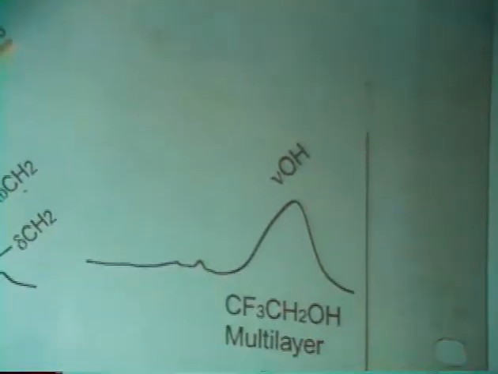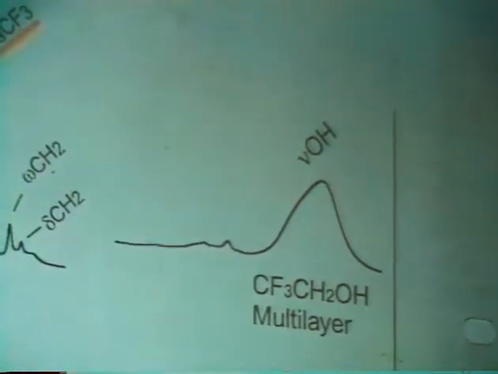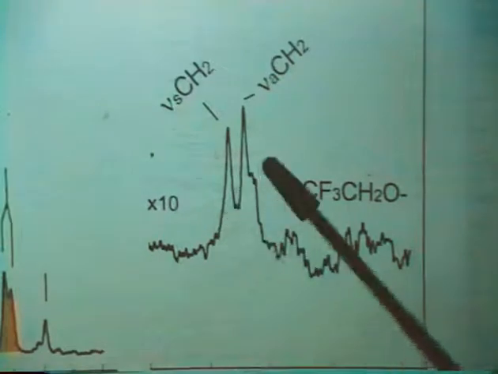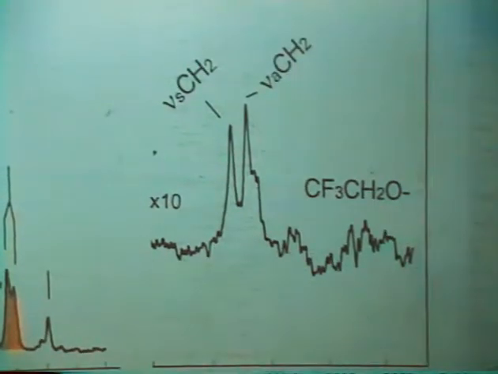In the higher frequency region, we have the OH stretch. Upon forming trifluoroethoxide, in the higher frequency region, although it's quite weak, you can see that we can identify both the symmetric and asymmetric methylene group stretches. Again, this species is going to be tilted, molecularly tilted on average for the IR spectrum.